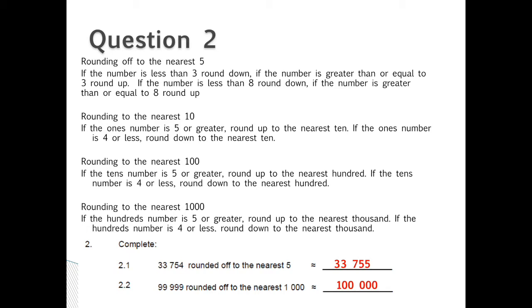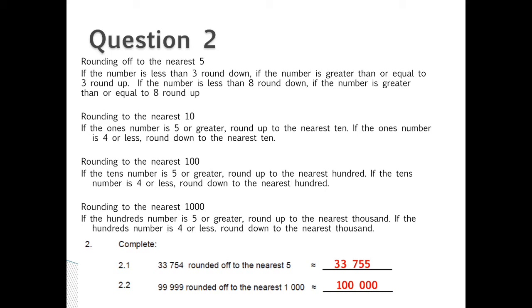If you're rounding off to the nearest 5, if the number is less than 3, round down. If the number is 3 or greater, then you will round up. If the number is less than 8, round down. If the number is greater than or equal to 8, you round up. Rounding to the nearest 10: if the ones number is 5 or greater, round up to the nearest 10. If the ones number is 4 or less, round down to the nearest 10. Rounding to the nearest 100: if the tens number is 5 or greater, round up to the nearest 100. If the tens number is 4 or less, round down to the nearest 100.